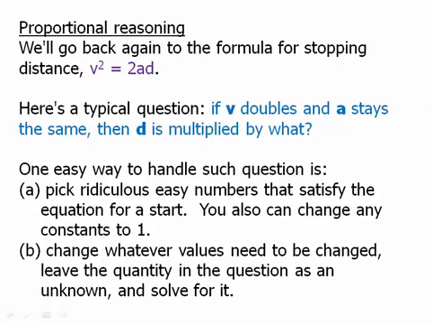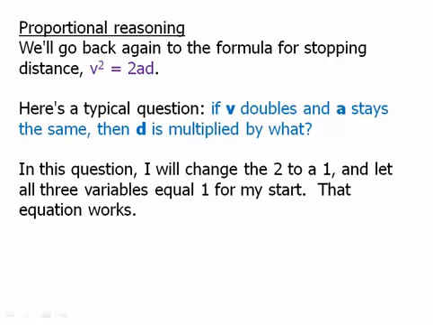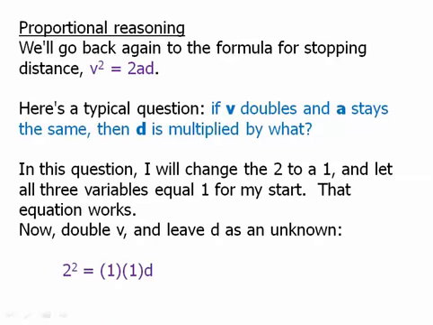Then we'll change whatever values need to be changed and leave the quantity in the question unknown and solve for it. So for example, in this question, I will change everything to 1. I will even change that 2 to a 1 and let all three variables equal 1 for my start. That equation works. That would just be 1 squared equals 1 times 1 times 1. So that's a working equation. Now double v and leave d as an unknown. So everything else is still 1. And I get 2 squared equals 1 times d. Of course, 2 squared is 4. We get 4 equals d, or d equals 4. So in other words, the distance is multiplied by 4 when v doubles and a stays the same.